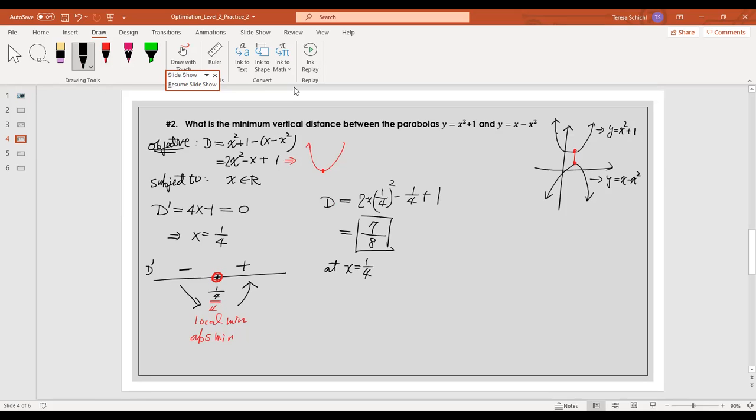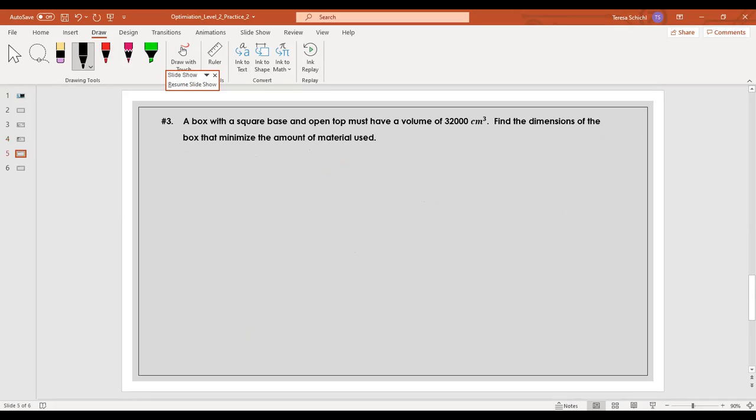All right, so this is the second type of problem. Let's be very careful, right? We don't really have an objective function. It's just to tell you what the domain of x is. That's the difference between the level 1 problems we did and this one here. Okay, let's take a look at number 3 here.